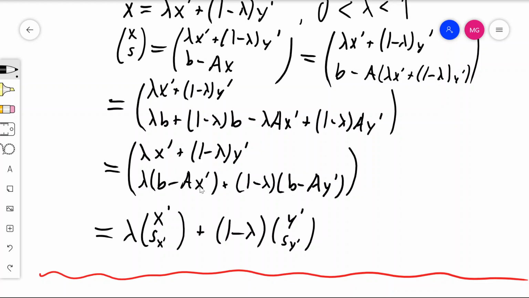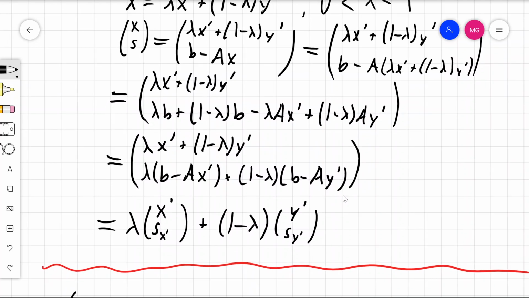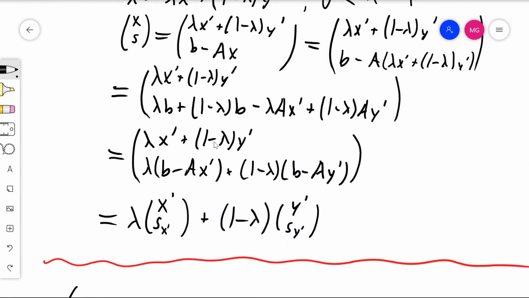And what is b minus ax prime? That's the slack that's associated to x prime. And similarly, b minus ay prime is the slack associated to y prime. And so that means I can write this as lambda times this vector x prime and the slack associated to x prime. That's what this notation s x prime is. That's b minus ax prime, just by definition. And then plus 1 minus lambda times y prime and the slack associated to y prime.